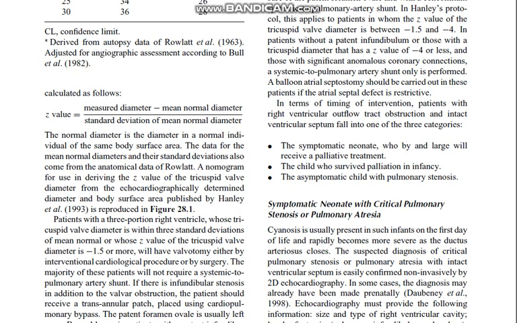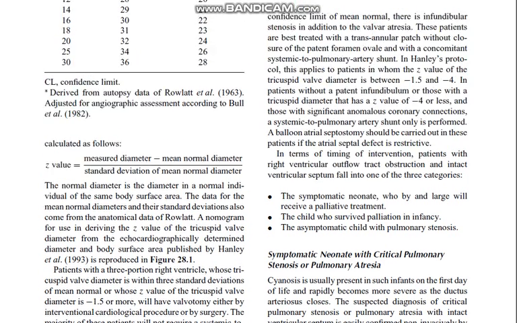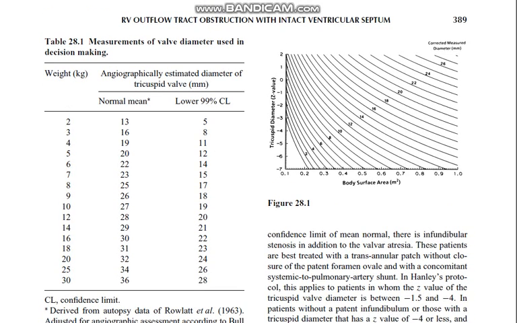The data for the mean normal diameters and their standard deviations also come from the anatomical data of Rowland. A nomogram for use in deriving the Z value of the tricuspid valve diameter from the echocardiographically determined diameter and body surface area was published by Hanley et al. and is reproduced in Figure 28.1. Figure 28.1 shows the tricuspid diameter or Z value, and below it the body surface area from 0.1 to 1.